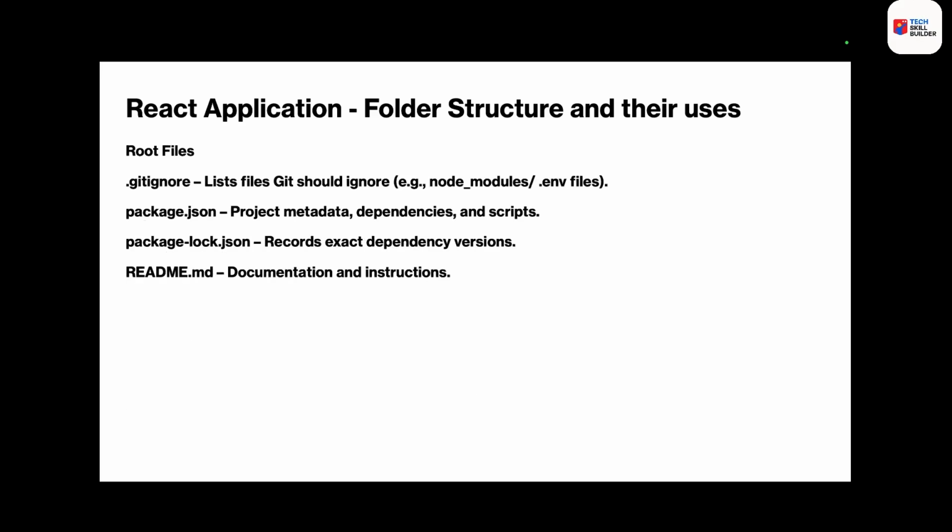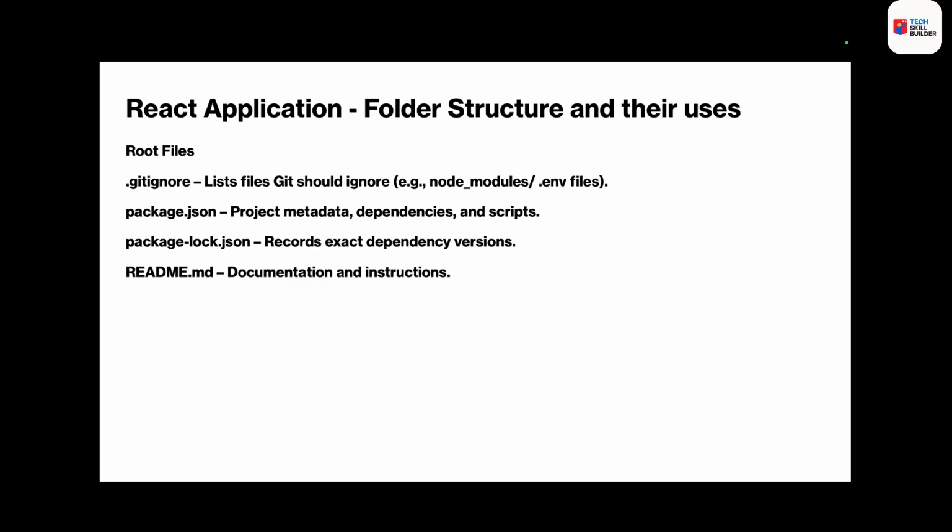Another root file is .gitignore. In this gitignore, for example node_modules, that has lots of packages we install, so it is not necessary to upload those to git, or .env files, the environment files, whatever secret keys and all that we will put into the env files, so that we don't have to put them into our git repository. So for that we can ignore them in this .gitignore file.